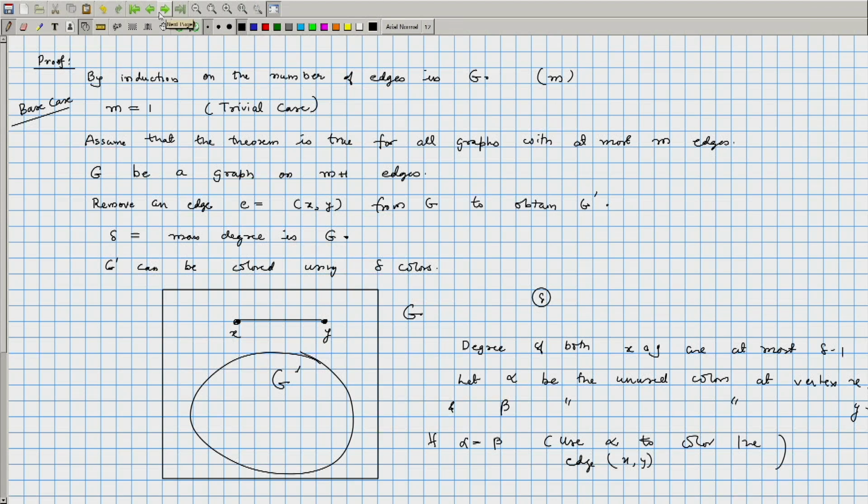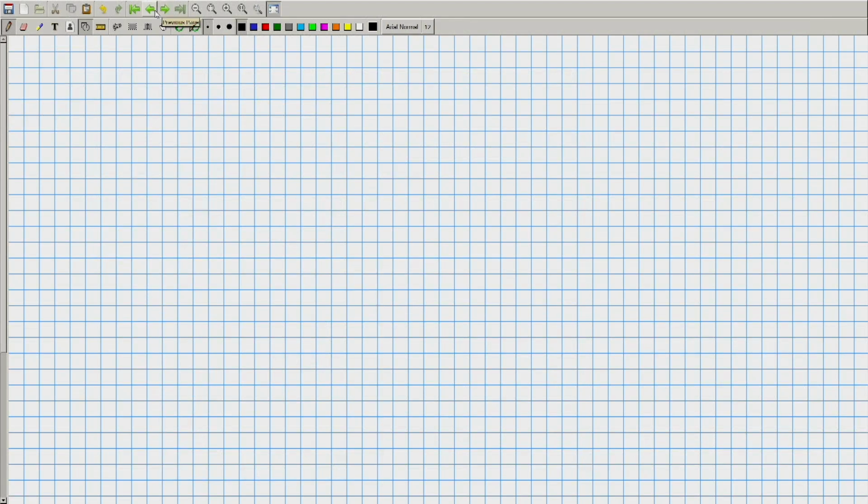What we will do is look at the coloring given by G prime. G prime was a smaller graph which, by our assumption, can be colored because G prime has at most m edges. So now let us look at these vertices. x and y are two vertices. The color unused at x was alpha and the color unused at y was beta. Alpha we will denote by red and beta we will denote by blue.